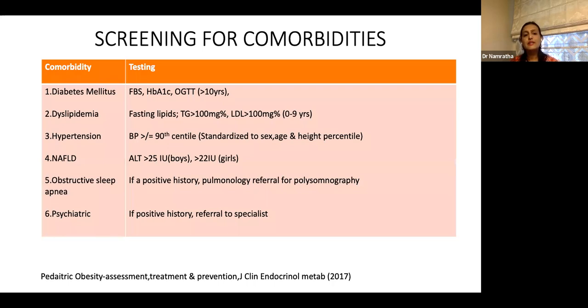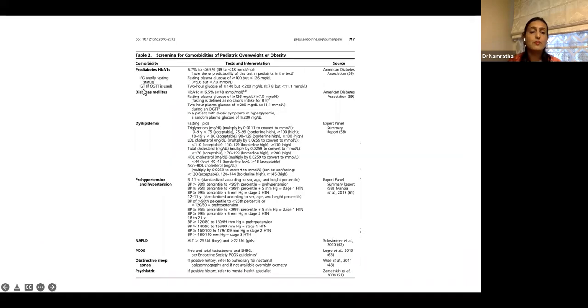So, screening for comorbidities. This is recommended by the Pediatric Task Force on Obesity Assessment, Treatment and Prevention by the Endocrine Society in 2017. They have provided consensus guidelines on the management. The screening has to be done for impaired glucose tolerance, dyslipidemia, hypertension, non-alcoholic fatty liver disease, obstructive sleep apnea, and any psychiatric symptoms.